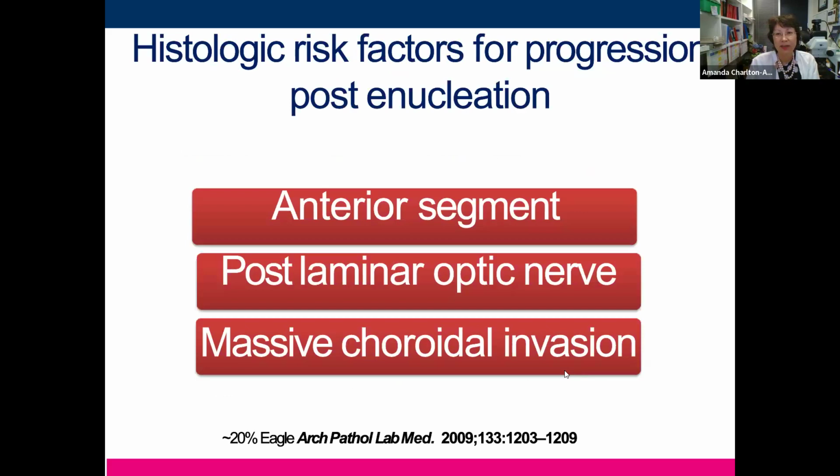Okay, histologic risk factors for progression post-enucleation. You should be able to rattle these off because these are important for exam questions. Exam question: list the histologic risk factors for prognosis post-enucleation of a retinoblastoma. At least 3 things. Okay, 1, 2, 3. You've seen a picture. Post-laminar, I showed you a picture of that. Anterior segment, I showed you a picture of that. So now you have image pictures as well as word pictures in your head.